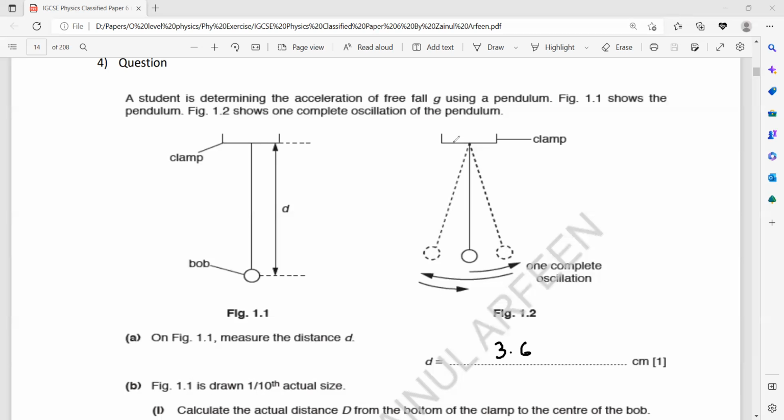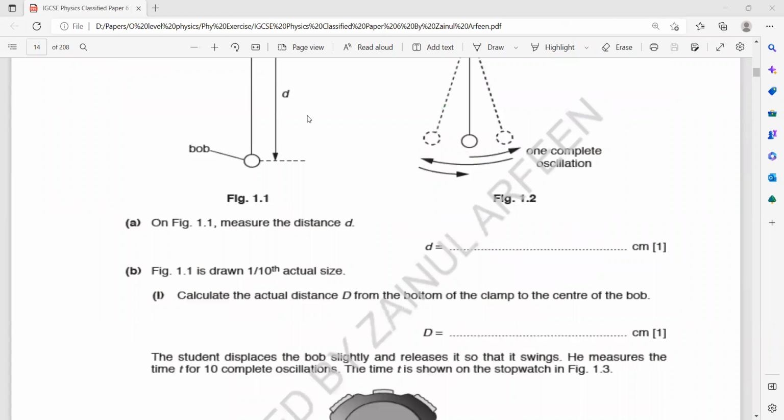The next part: the figure 1.1 is drawn 1/10 of actual size, which means the figure size is equal to 1/10 of the actual size. If the figure size is 3.6, what will the actual size be? The actual size will be 10 times, so multiply by 10. 3.6 times 10, we get 36. So this is 3.6, and this one is 36.